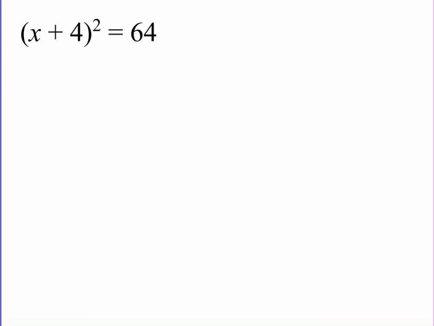Let's look at one more. x plus 4 quantity squared equals 64. Okay? Can we just write down x plus 4 twice minus 64 equals 0? You could. I'm going to show you another way that actually works a little bit better, I think.